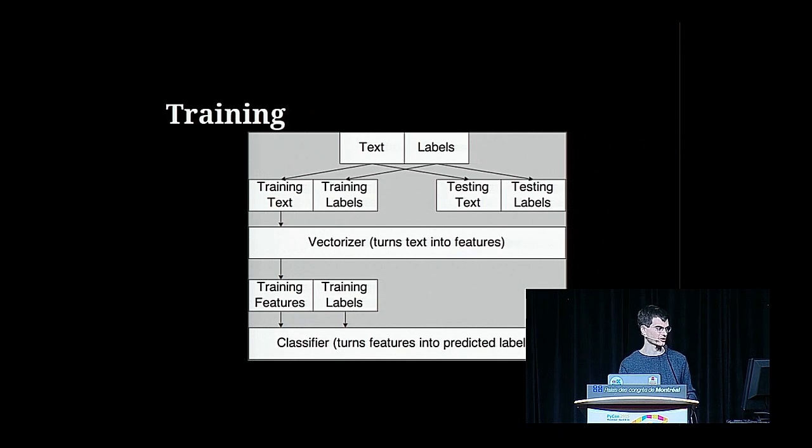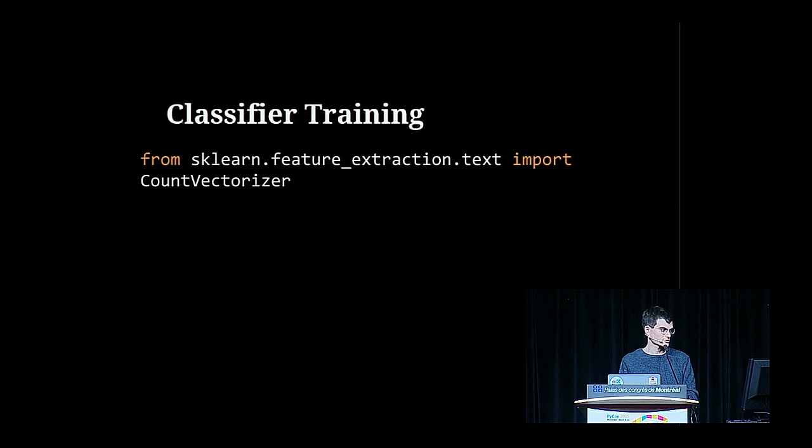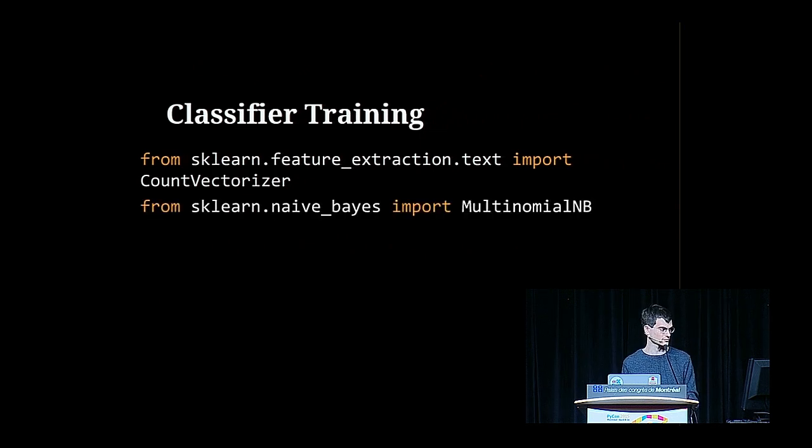So here's a diagram of the training workflow. You split our labeled text into 2. The vectorizer converts the text into features, and then we train our classifier with the features and the labels. All right, so let's see what this looks like. So first, we want to import our count vectorizer. This will make our bag of word models. We also want to import our classifier.